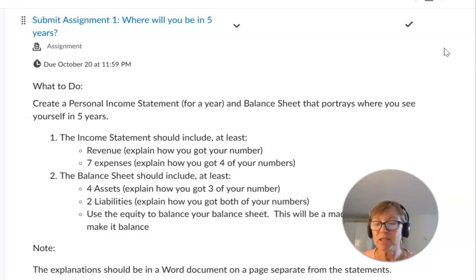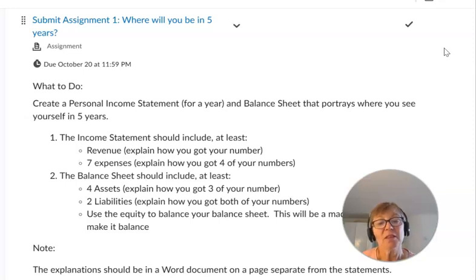And then 7 expenses. Maybe it's rent expense, maybe it's interest expense on some loans that you have, maybe it's power, maybe it's cell phone. But again, out of those 7 expenses that you're claiming, explain how you got 4 of them. So for example, your cell phone. Your cell phone, they're charging you $150 a month. Multiply that by 12. That's going to give you the answer for the year.